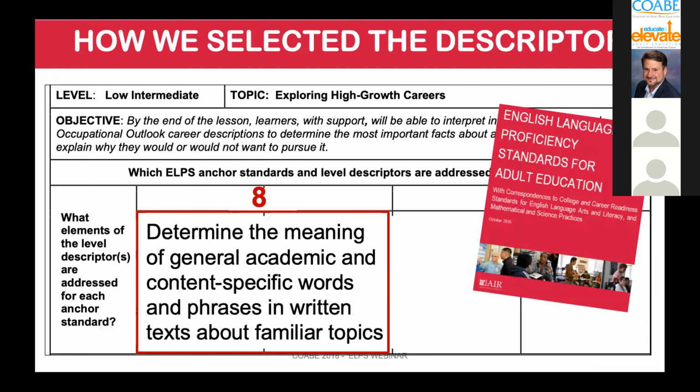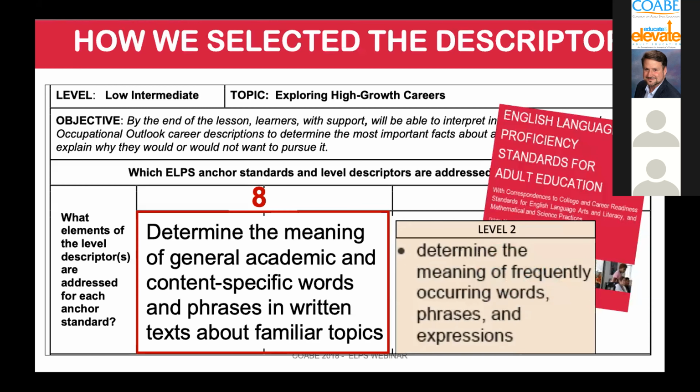Now I'm just going to roll it back just a little bit because I forgot to mention my objective. My objective for this lesson was that learners will be able to interpret job descriptions found in the occupational outlook, and that they would be able to determine the most important facts from that job description so they could determine whether or not they would want the job and explain why or why not. Now that's the intermediate level objective. But in order to get to that objective, they need to be able to interpret the vocabulary accurately within that reading. So that's why I chose this particular standard and this descriptor.